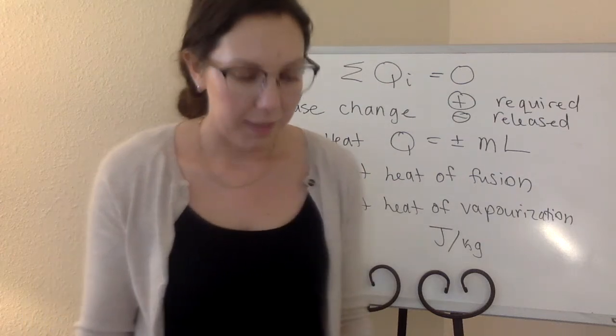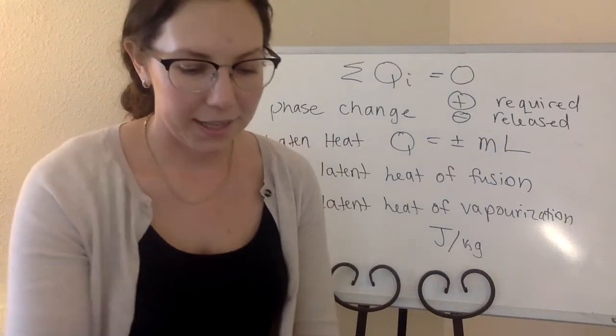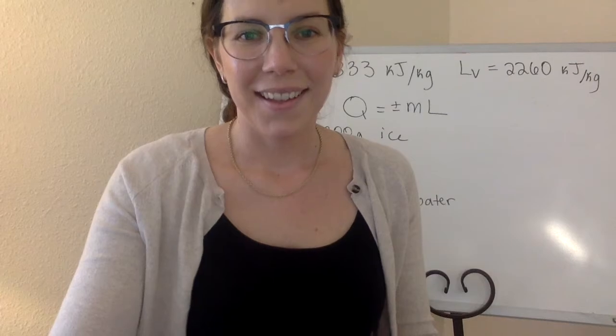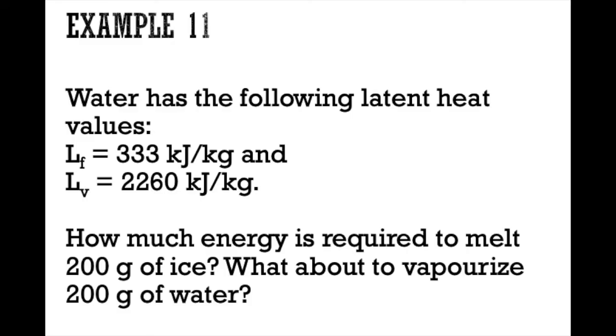All right, so let's do some examples here. I'll just pause for a second to set up the first example. All right, so our first question is that water has the following latent heat values: latent heat of fusion of 333 kilojoules per kilogram, and a latent heat of vaporization of 2,260 kilojoules per kilogram. How much energy is required to melt 200 grams of ice? What about to vaporize 200 grams of water? And we can assume they're already at the melting and the boiling point.